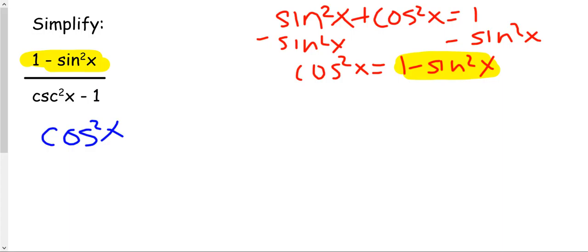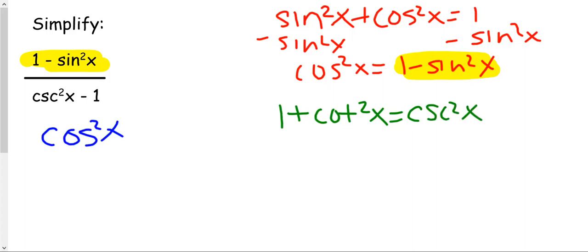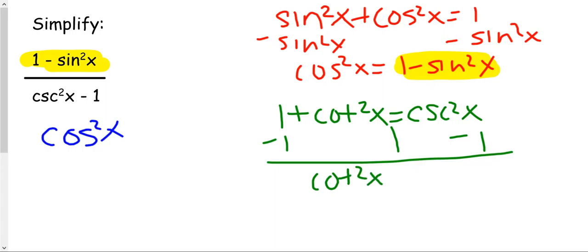If I take a look at my denominator, I'm looking at the Pythagorean identities again, and I'm looking at 1 plus the cotangent squared x is equal to the cosecant squared x. If I subtract 1 from both sides of this identity, I get that the cotangent squared x is equal to the cosecant squared x minus 1.